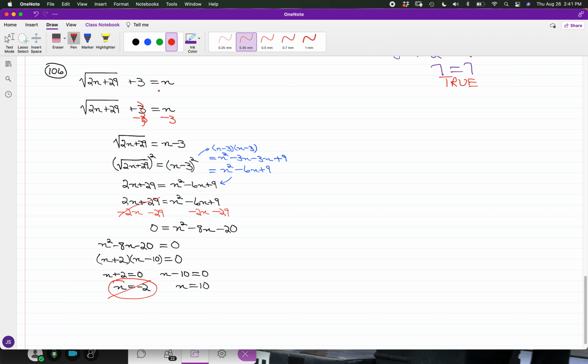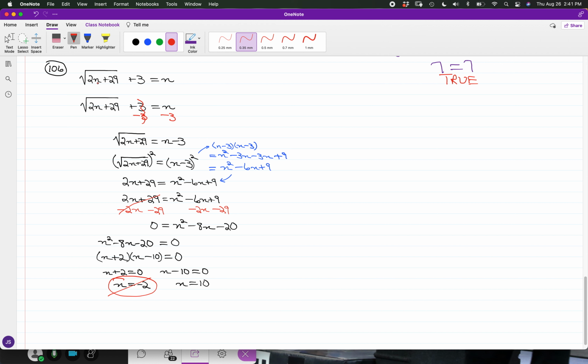We have 10, see if this works. Okay, so n is at 10, and you want the left hand side to also amount to 10. So we got 2 times 10 is 20 plus 29 will make 49, and the square root of 49 is going to be 7, and 7 plus 3 is 10. Left hand side of the equation is 10, and right hand side of the equation is also 10, and so 10 is going to check out for this equation.